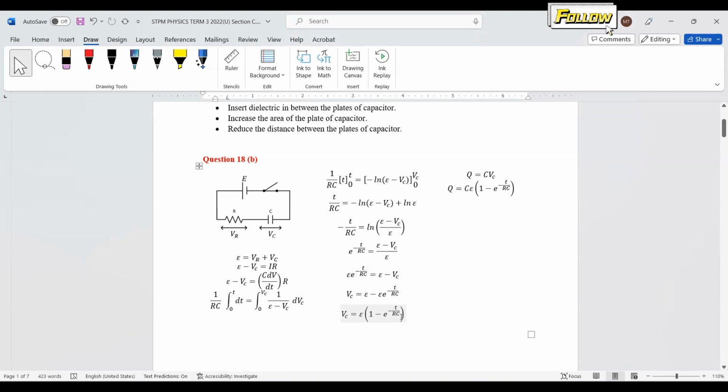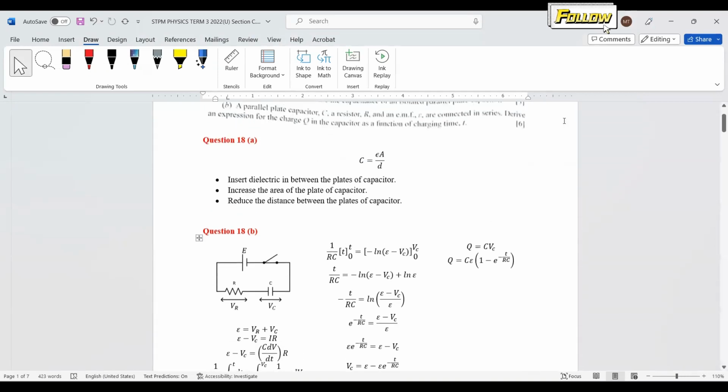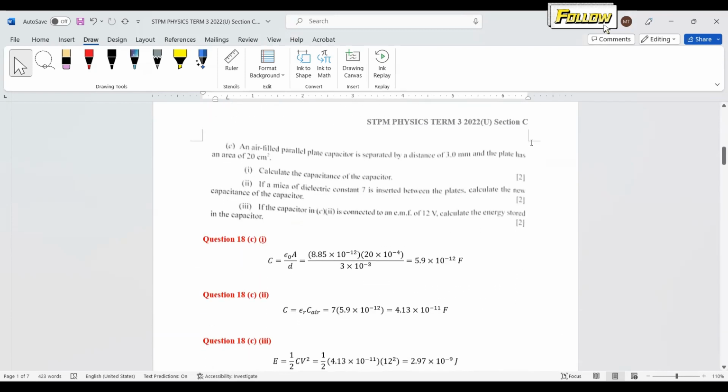And then we need to find out the charge, just apply the formula Q equal to CV. For this kind of question, you just need to do more practice and make sure you can score all the marks given in the exam. So we move on to question C.